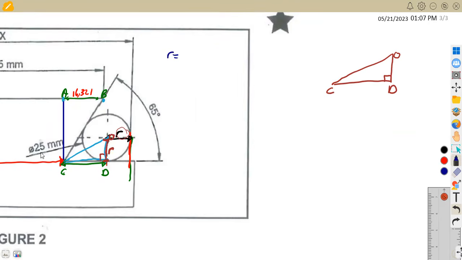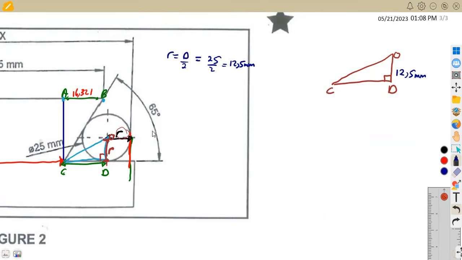from the diameter of 25 millimeters. Radius is d over 2, which is 25 divided by 2, which is 12.5 millimeters. So that means we have the radius here, which is 12.5 millimeters, like this. Then we can calculate this angle in between.